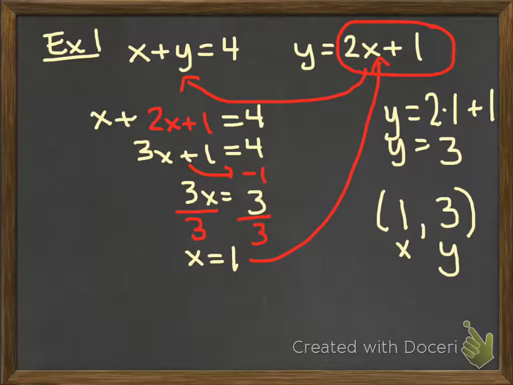And if you plug the 1, 3 into the first equation, you get x is 1 plus y is 3. 1 plus 3 is 4. So it works in the first equation. If you plug it into the second equation, 2 times 1 plus 1 equals 3. So seeing as it works for both equations, 1, 3 is the point of intersection for the two lines.